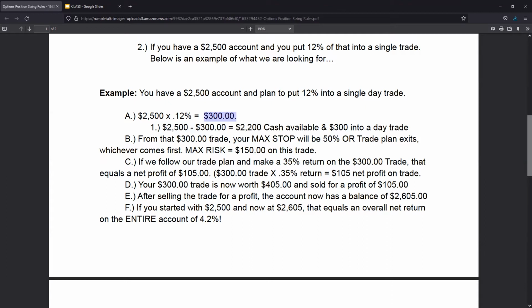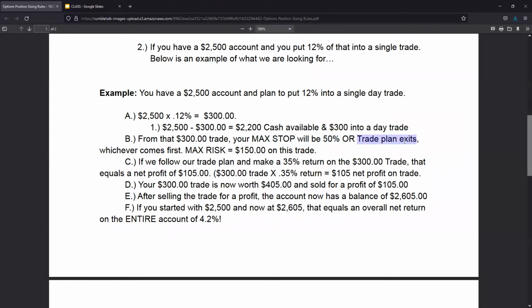Okay, so now let's see what happens here. So now we have $2,200 cash available and $300 into that day trade. From that $300 trade, our max stop loss is going to be 50%. You have to understand, 50% max stop loss or trade plan exits.